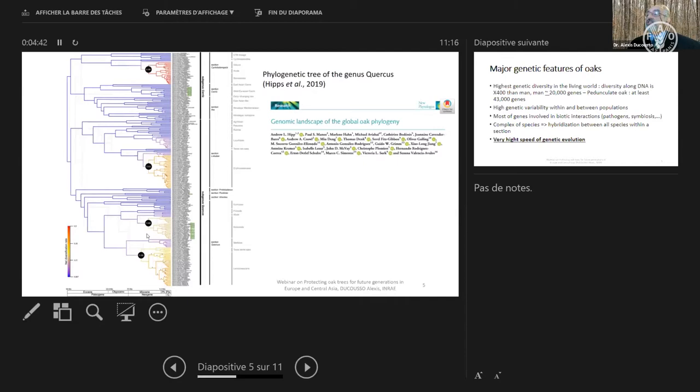The genus Quercus is divided into two subgenera and different sections. The oaks of our region are spread across three sections. The section Quercus, which is the main section, is the white oaks. One very small section has only one species, Quercus pontica, and the section Cerris has holm oak, for example, or Quercus cerris.